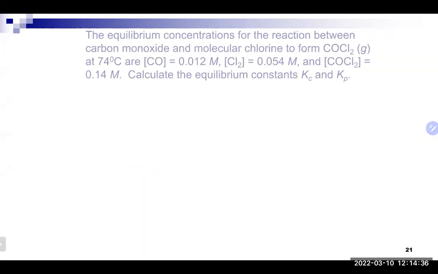All right, so why don't we try one here? Some calculations. The equilibrium concentrations. So these are some equilibrium concentrations for the reaction between carbon monoxide and molecular chlorine. We have 0.012, 0.054, and 0.14. We want to calculate the Kc and the Kp values. So both of these here, take a few minutes and do.